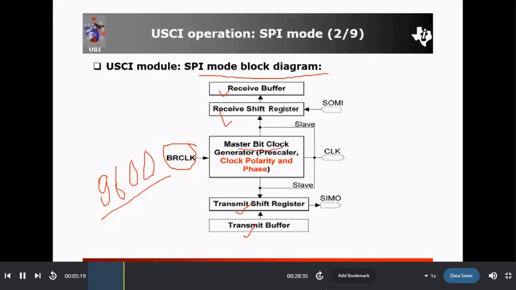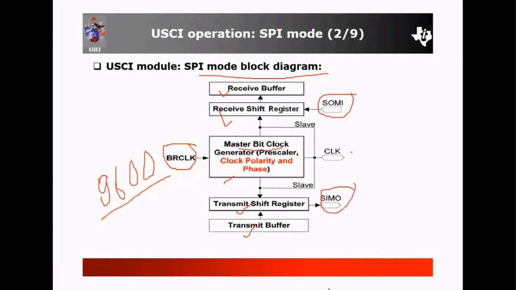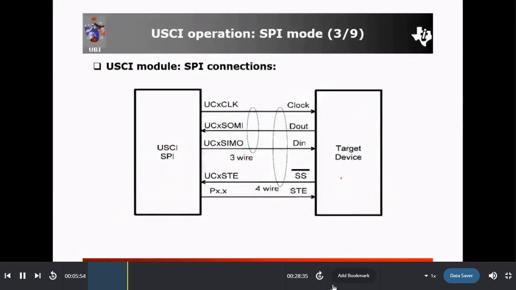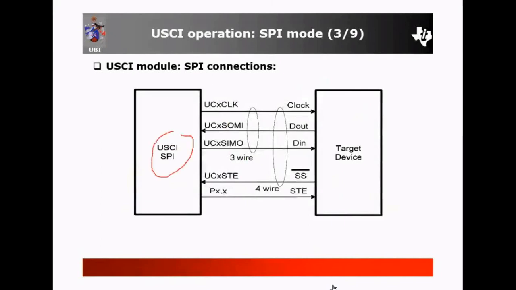Now this is the master bit clock generator. It will generate the clocks. Now you can see that there is SOMI and SIMO. SOMI means slave out, master in. SIMO means slave in, master out. So there are two modes in which it will work. In the next diagram, you can get a clear picture of how it is connected with the target device. So this is the USCI module SPI.